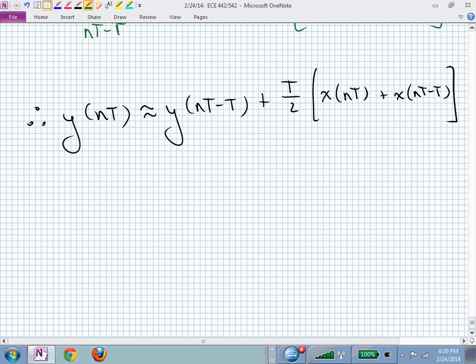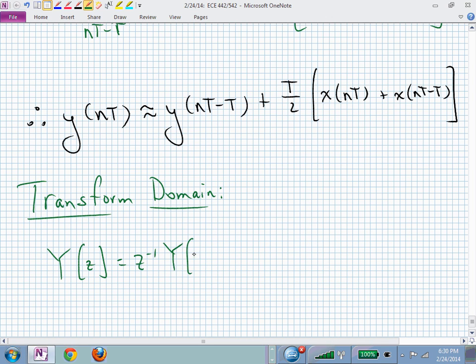You may hear it many different ways in the literature. If we take this into the transform domain, now what do we have? We now have capital Y of z is equal to z to the minus 1 capital Y of z, plus T over 2, that's just a factor, 1 plus z to the minus 1, capital X of z, combining those terms and factoring out the common X of z.